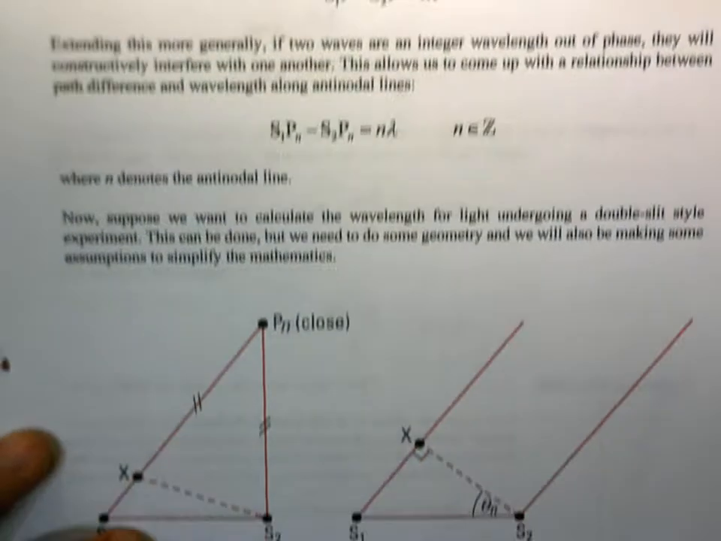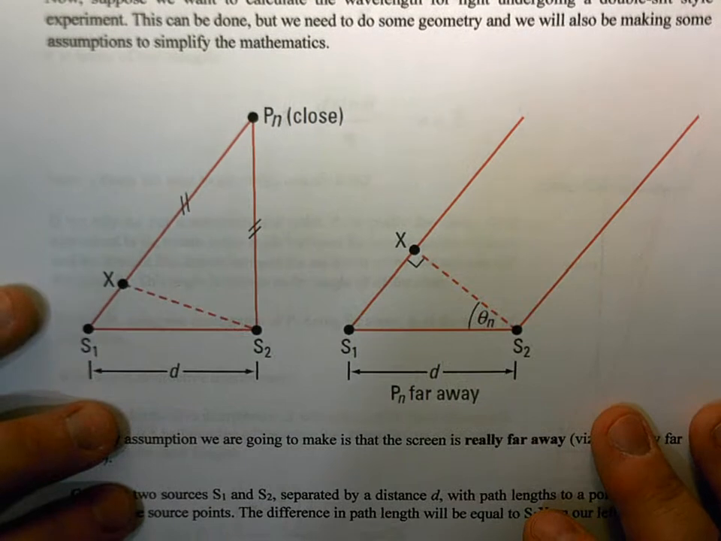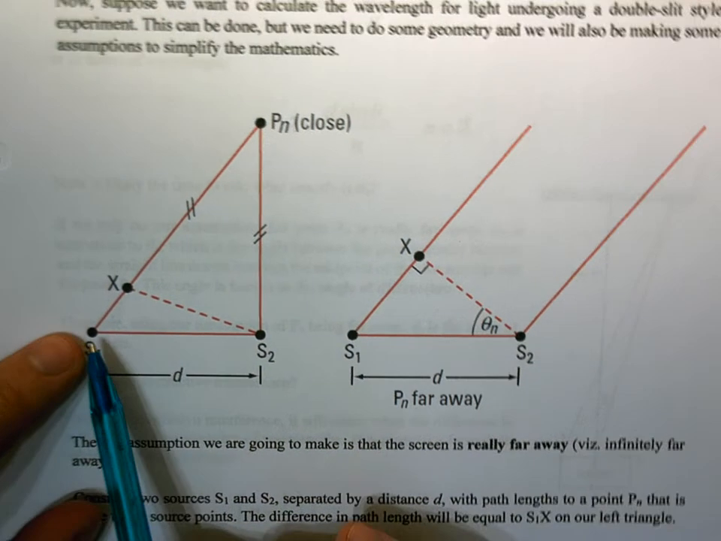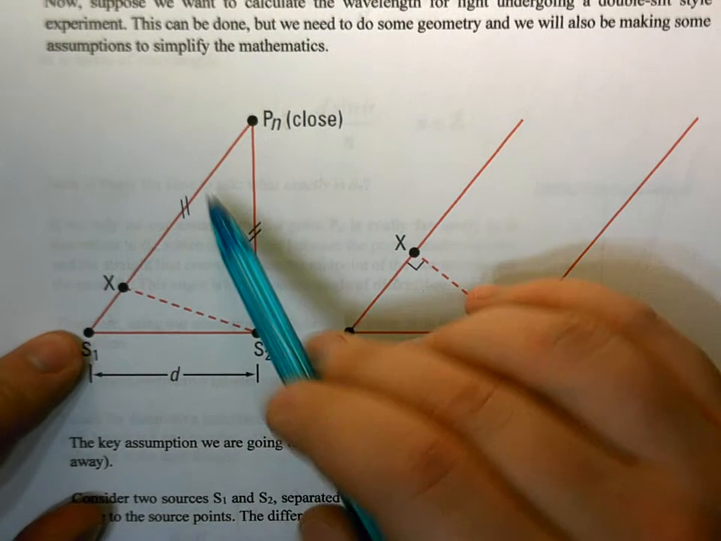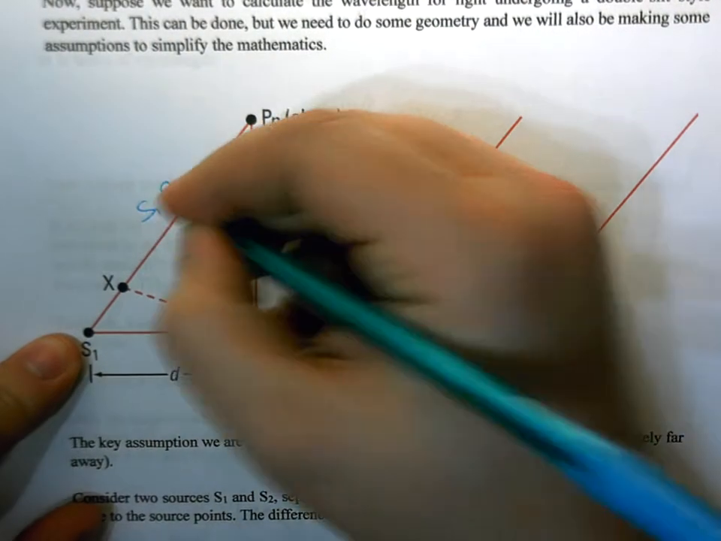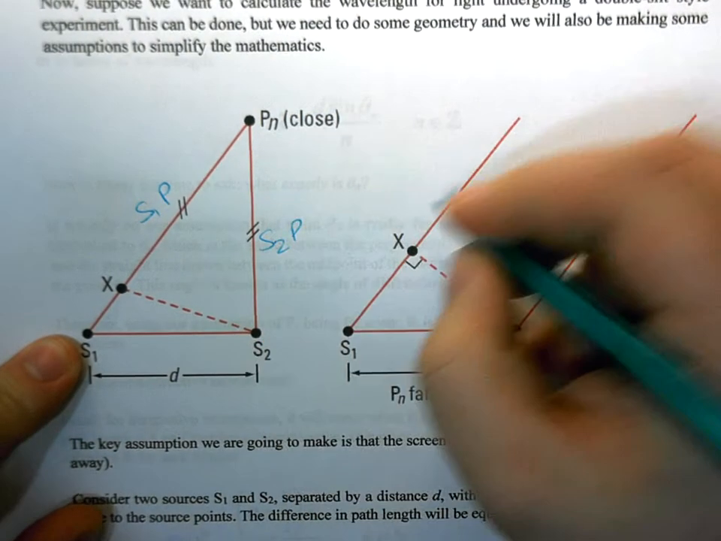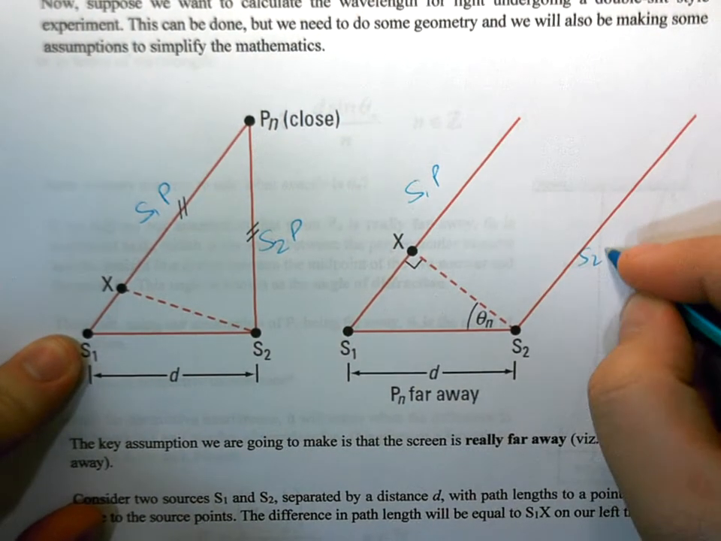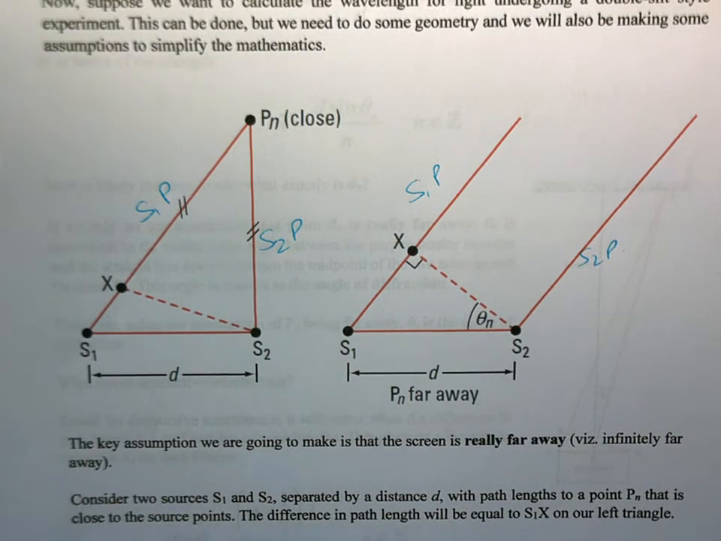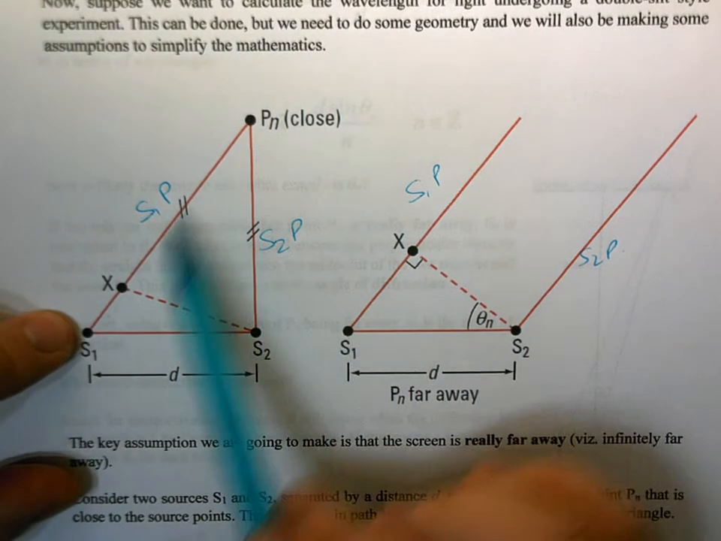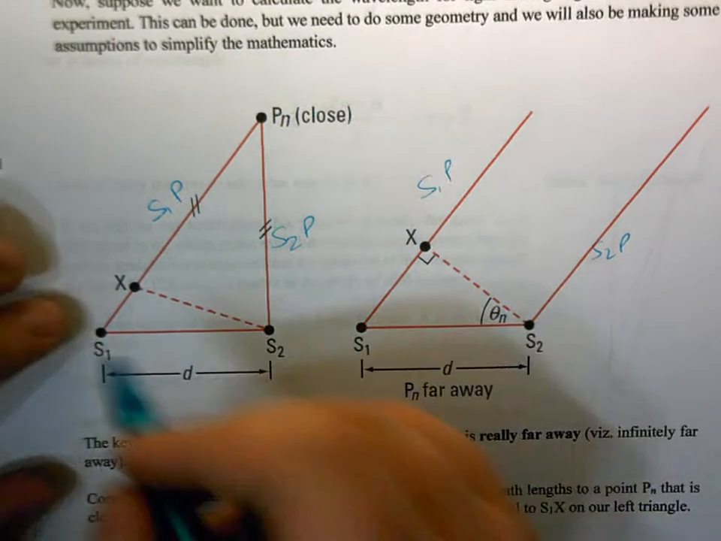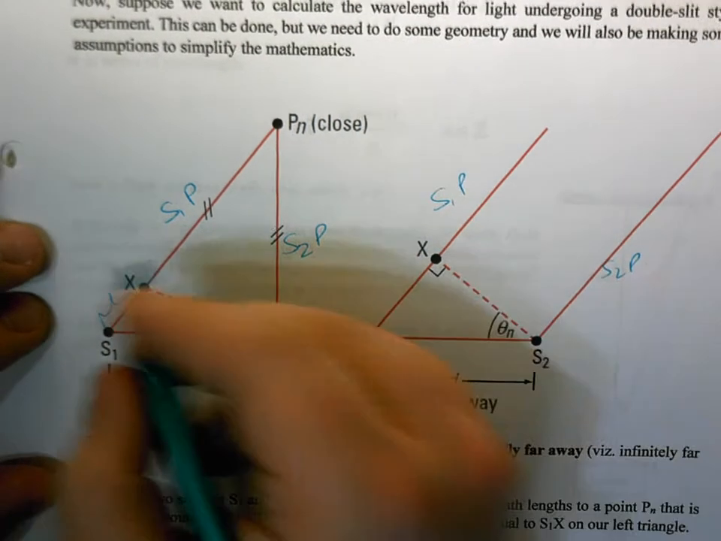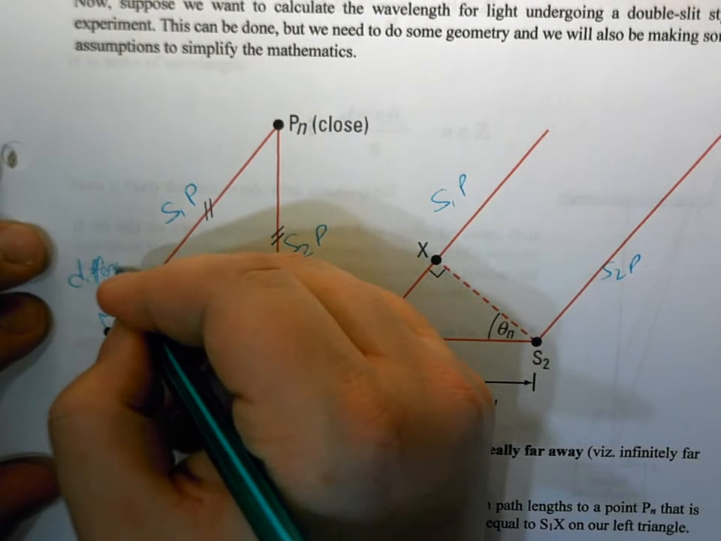Now, we're going to look at a bit of a geometrical analysis here. We have our two slits here. Here's my first path, S1P, and here's S2P. Now, if I take the difference between S1P and S2P, this is going to be my difference right here.